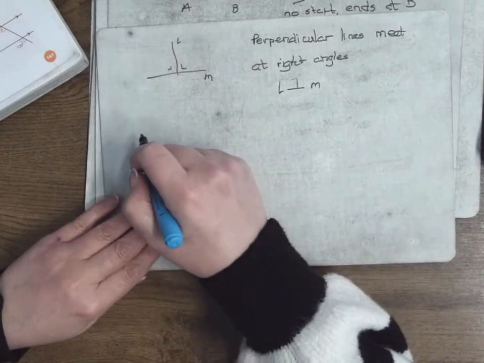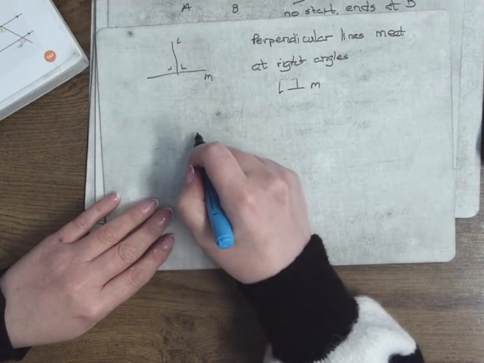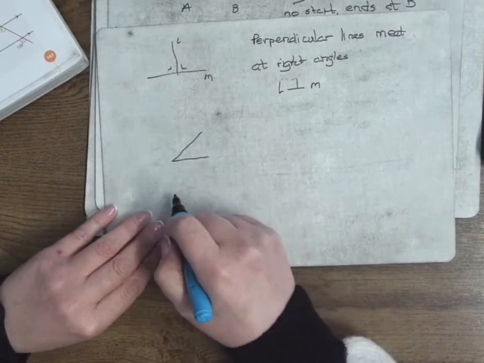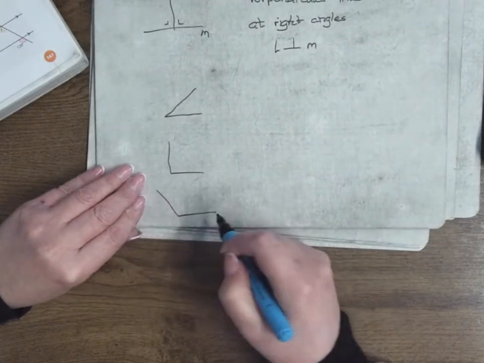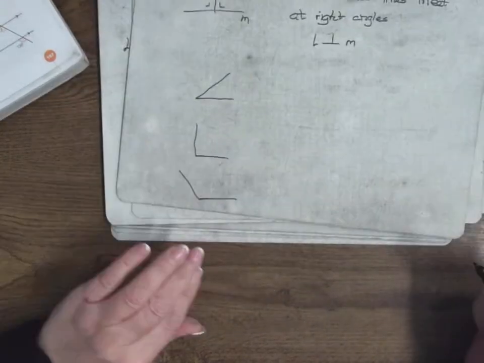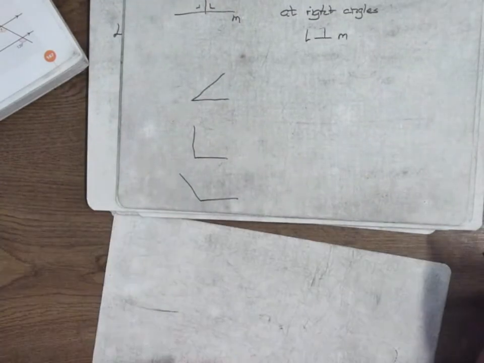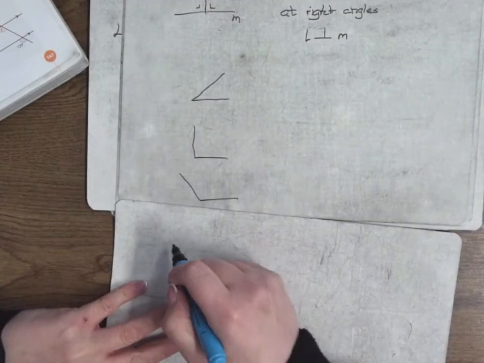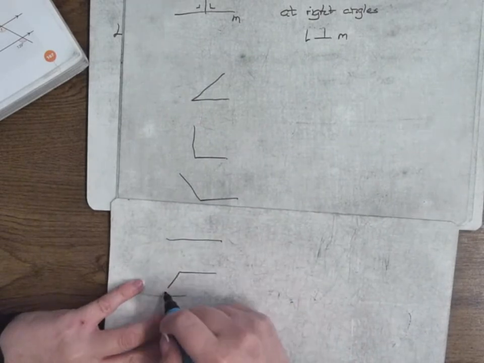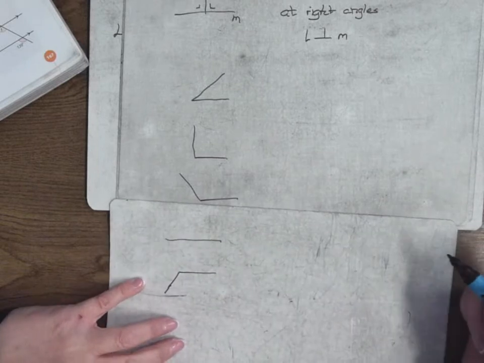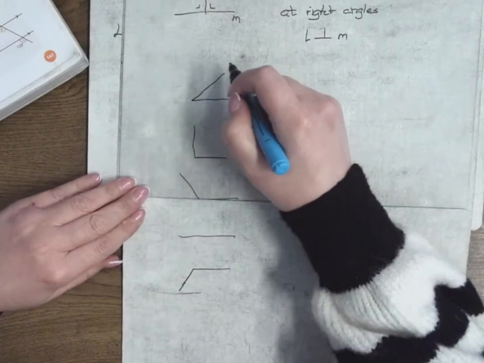Okay, so I want to talk a bit about angles now. I'm going to draw this angle, then this angle, then this angle, and then I'm going to get a new board. And I'm going to draw this angle, and then this angle. So 1, 2, 3, 4, 5. Five angles.